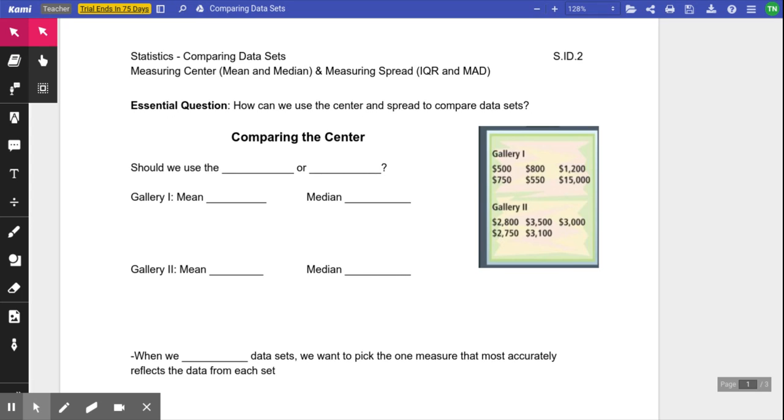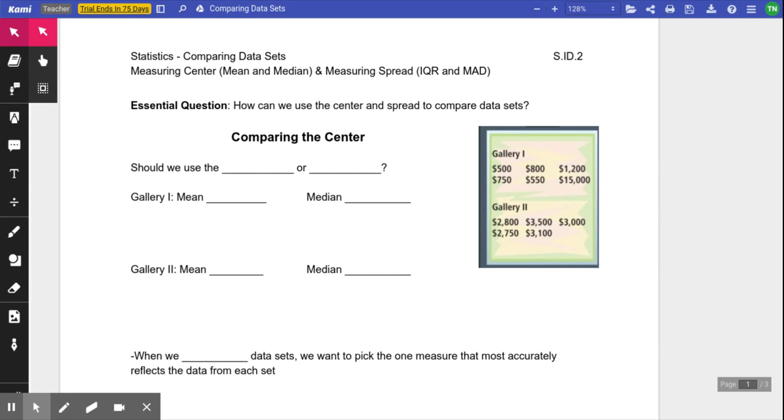This lesson here is going to focus more on comparing data. So you might have two different sets, and can we make a claim about one or the other? Can I say that this data is higher than this other set of data? Can I say that this one has a bigger range than this other one? Can I say that this other one has a lower center than the other one?